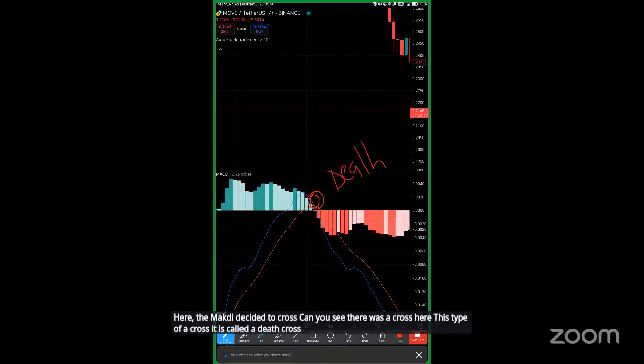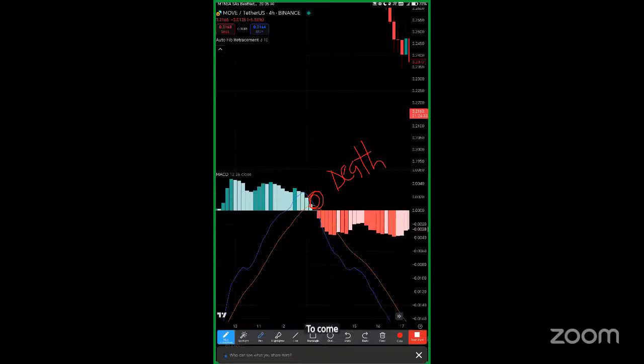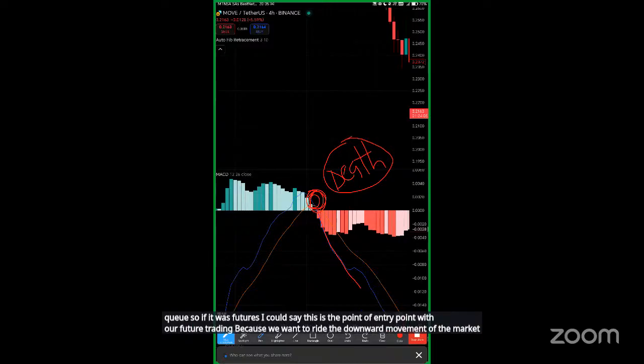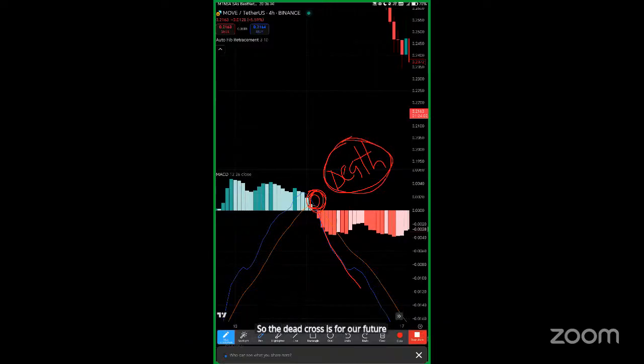When the MACD crosses the orange line to start moving below it, that is called a death cross. Since now we have started teaching about futures trading in RoyalQ, if it was futures, I could say this is the point of entry, because we want to ride the downward movement of the market. So the death cross is for our futures trading, right?